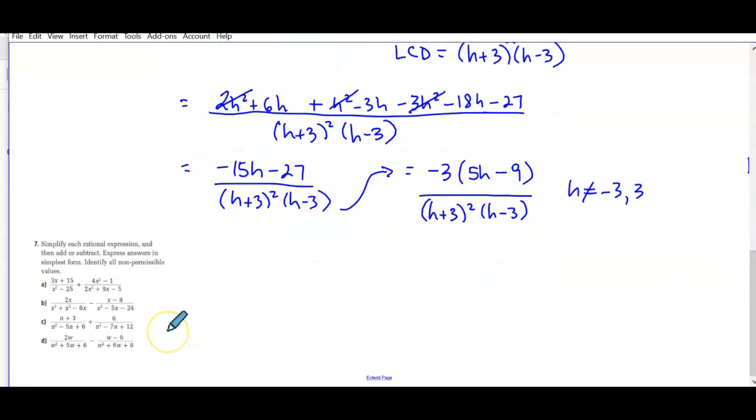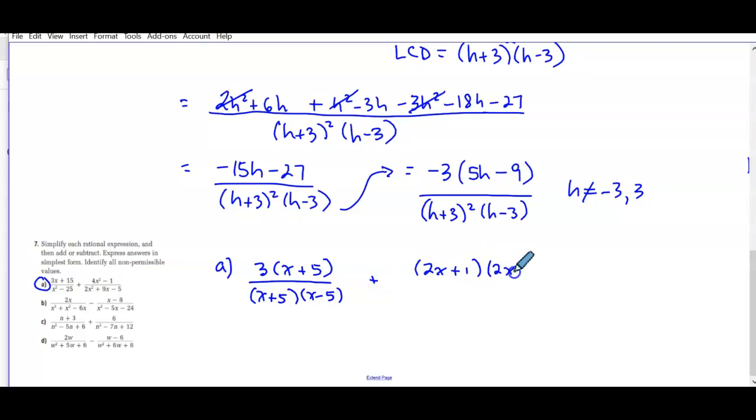Next one, again, we'll do a couple of these. So let's look at A. So need to factor first. So here, looks like we can factor some numerators as well. So this is A. So I can factor out a 3 in that numerator, and then it's a difference of squares, so x plus 5 times x minus 5. Then plus, and then another difference of squares, 2x plus 1, 2x minus 1.